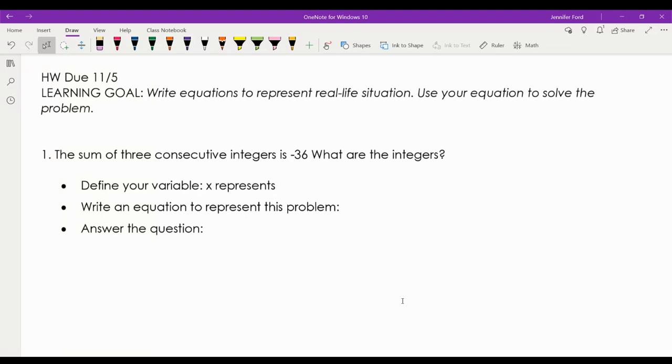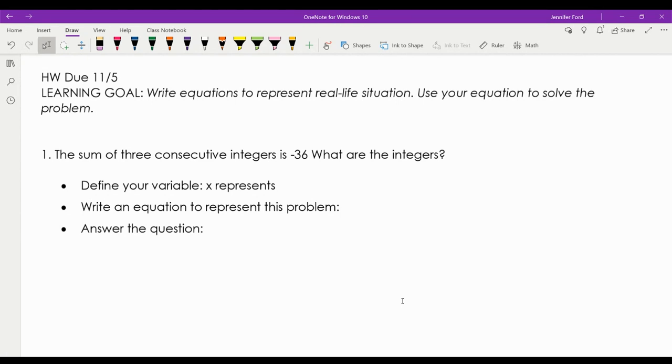Our learning goal today is to write equations to represent real-life situations and then use your equation to solve the problem. Okay, the first problem: the sum of three consecutive integers is negative 36. What are the integers? I'd like you to define your variable. What does x represent? Write an equation to represent the problem, and then solve your equation to answer the question.